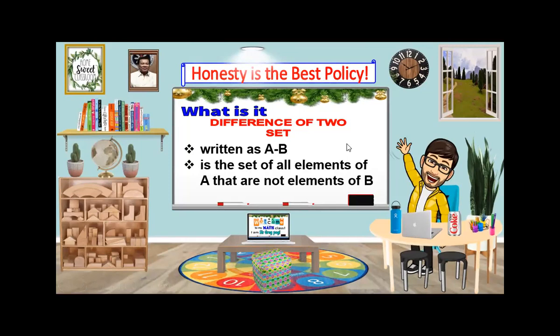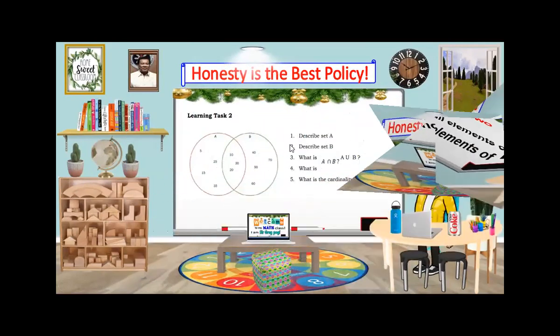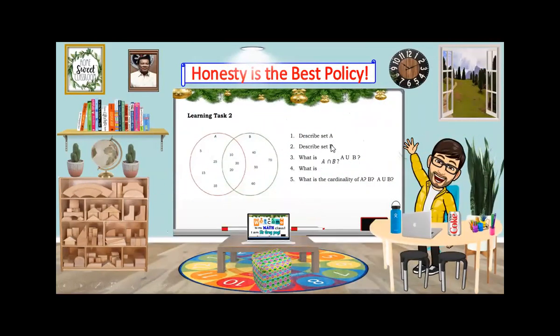Okay? So let's have another task. So describe set A, describe set B, what is item? Describe set A. Number 2, describe set B. Number 3, what is A union B? Number 4, what is A intersection B? Number 5, what is cardinality of A? What is cardinality of B? Okay, so this is our exercise that is in our Google Classroom. So I'll have to skip that.